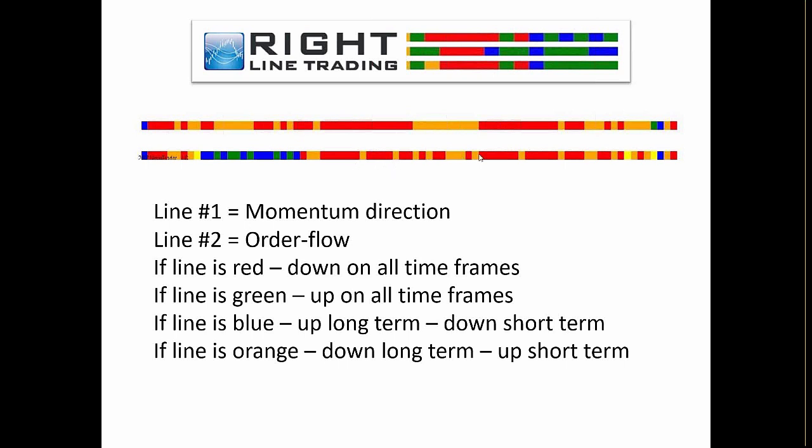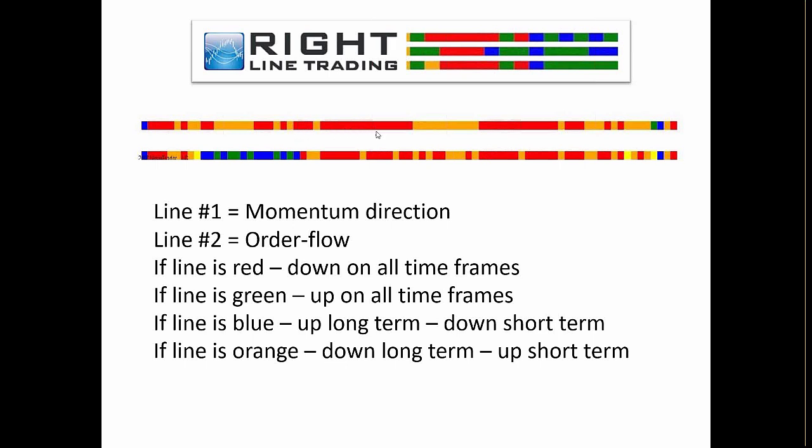We determine order flow, and I'm going to have to show you a little bit later, but order flow is simply looking at whether there's an excess of buyers on the bid-ask side of the trading dome, or whether there's an excess of sellers on the bid-ask side of the trading dome. If there's an excess of sellers, it tends to push price down. If there's an excess of buyers, it's going to push price up.